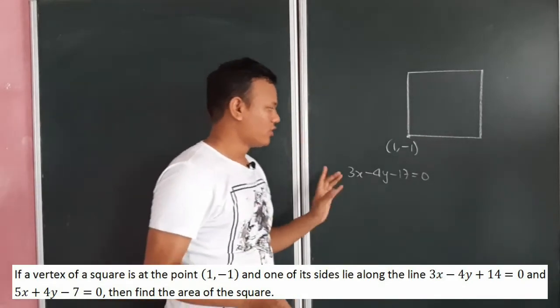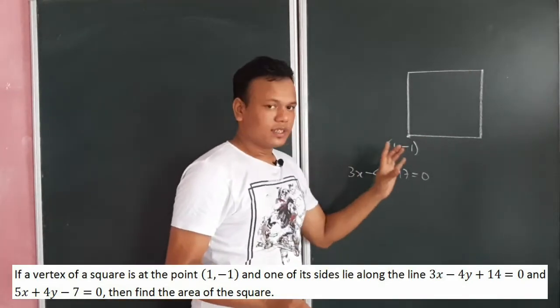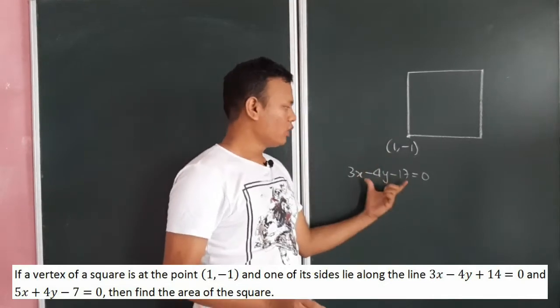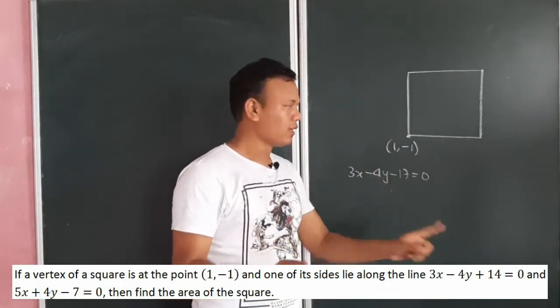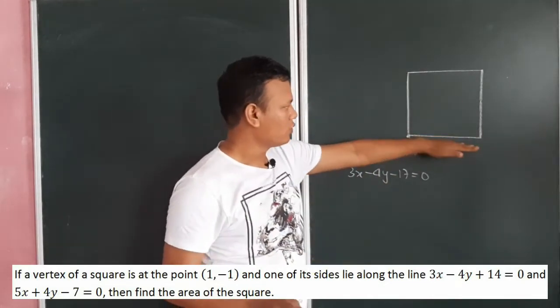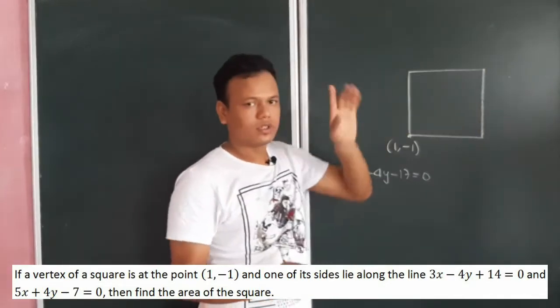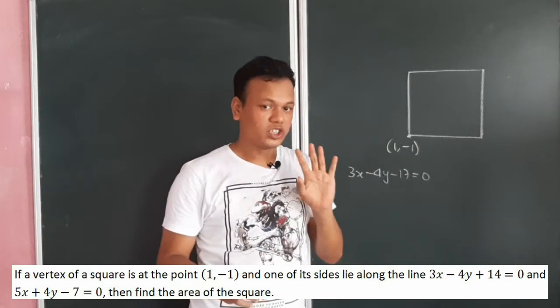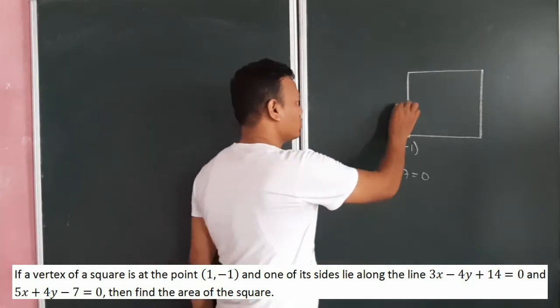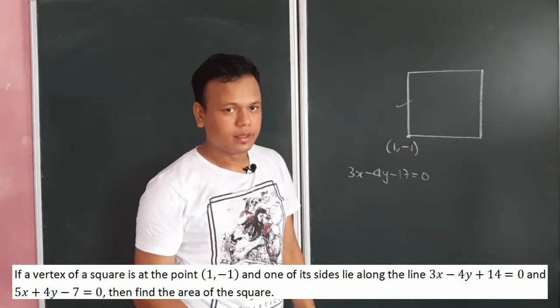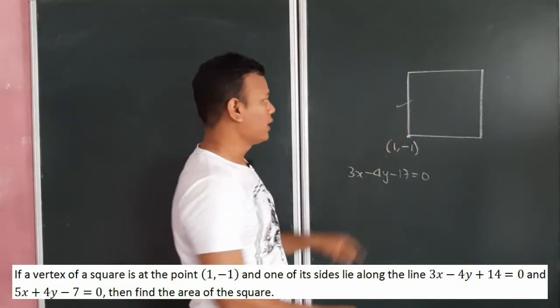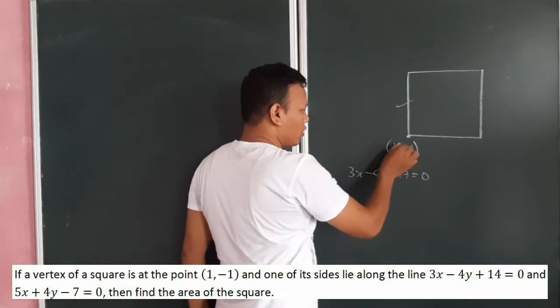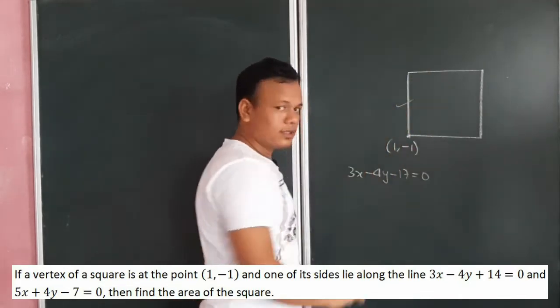Now let's try to understand. See here, the question says one of the sides. Okay, so only one straight line is given, so it can be anything. It can be this also, this also, this or this. Okay, so it can be anything, but you have to check. Suppose I choose this line, then (1, -1) lies on this line, isn't it?